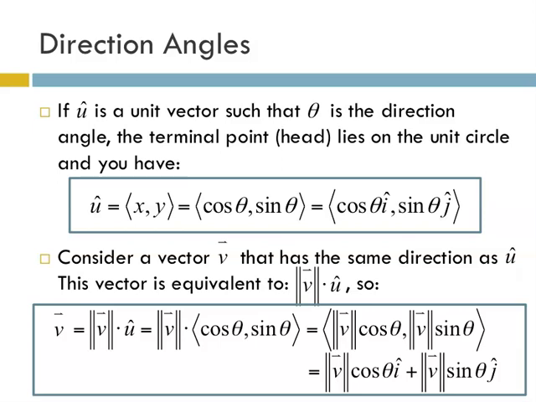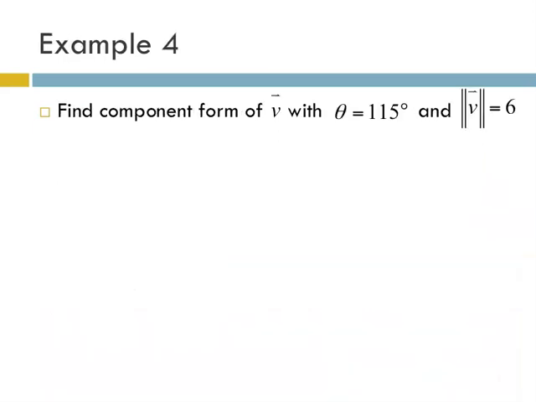All right, last example. Find the component form of vector v with theta equal to 115 degrees and the magnitude of v equaling 6. Okay, so let's write down exactly what we just wrote down in that last box. So vector v is equal to the magnitude of v times cosine theta, the magnitude of v times sine theta. We're told that the magnitude of v is 6, so we can replace that. And we know what theta is.